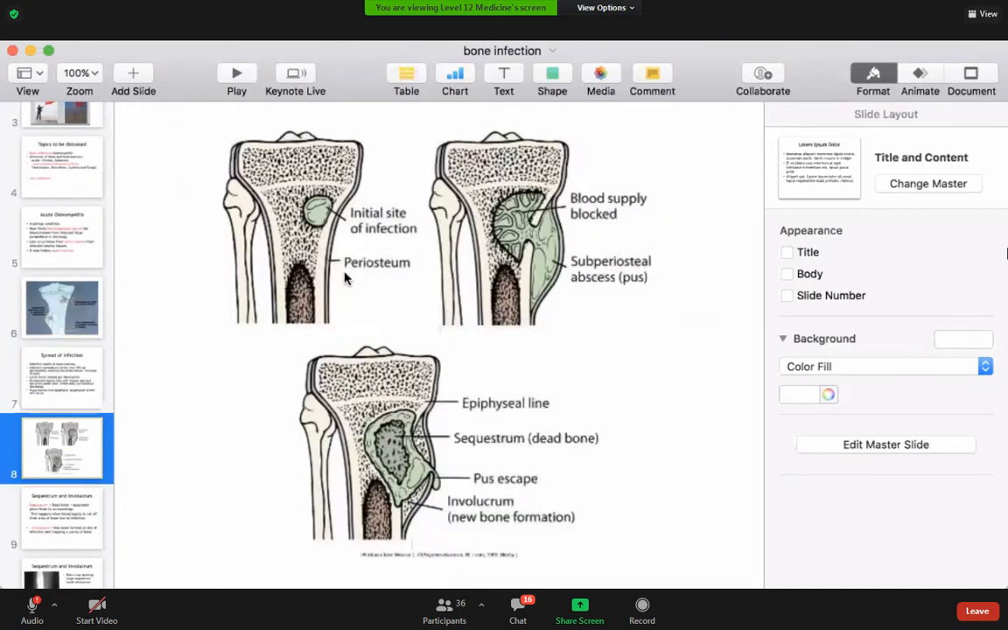Usually infection starts in the intramedullary canal, especially the metaphysis, because the circulation here is not very active, so there's stasis here. And then when the infection happens, it starts in the intramedullary canal, penetrates the cortex, accumulates underneath the periosteum, then eventually it will escape to the subcutaneous tissue, then to the skin.